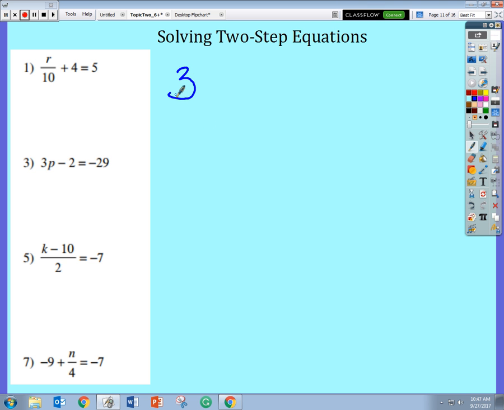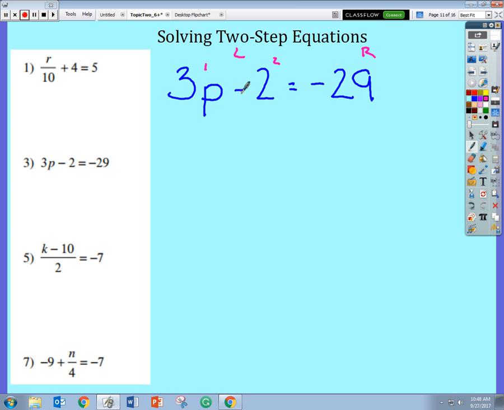We have 3 p's. So 3 times p minus 2 is equal to negative 29. Again, I have something on the left side of the equation. I have something on the right side of the equation. I must keep something on both sides. First thing here, I notice I have two terms. I have term 1 and term 2. Term 1 has the variable of p. Because term 2 has no variable, I'm going to attack this part first.